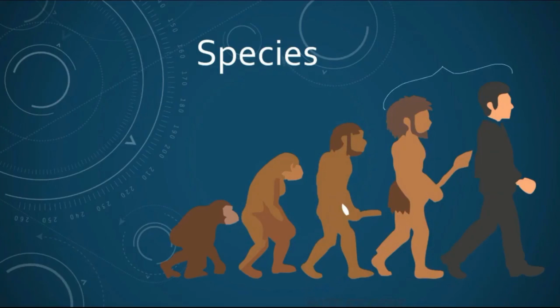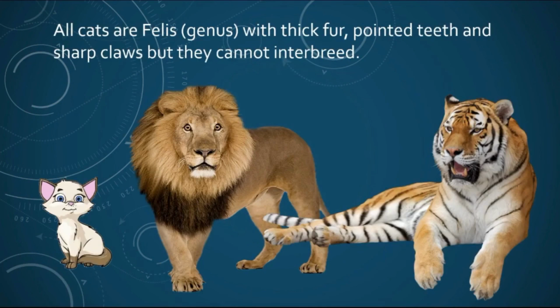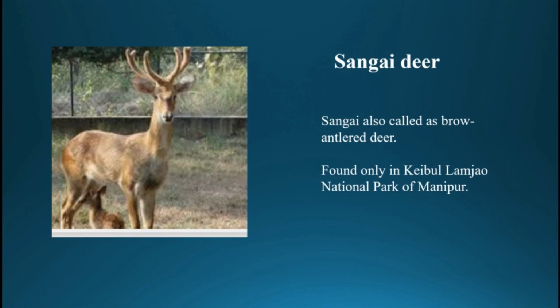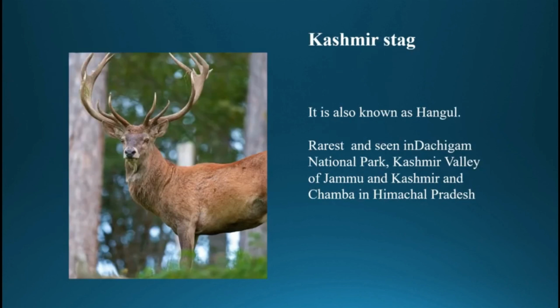So in this video we have seen the meaning of species. And what do you mean by species? Species are those animals which can interbreed, which means they can produce offspring. And then we have seen some of the animals which are endemic, specific to a particular region, geographical location, such as Sangai deer, Asiatic lion, Kashmir stag.